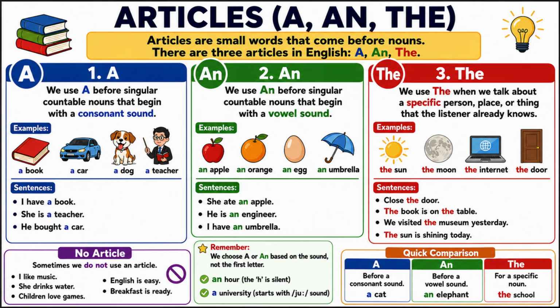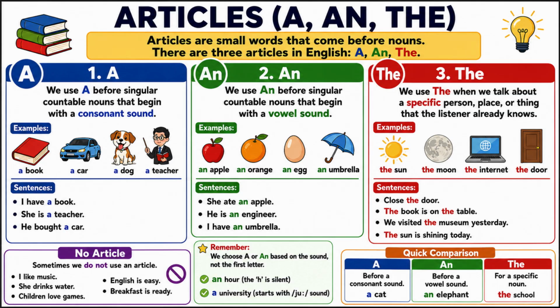2. An. We use an before singular countable nouns that begin with a vowel sound. Examples: an apple, an orange, an egg, an umbrella. Sentences: She ate an apple. He is an engineer. I have an umbrella. We saw an elephant at the zoo.